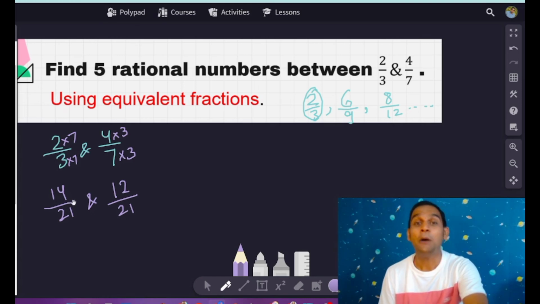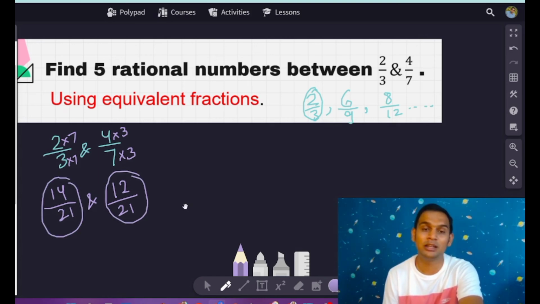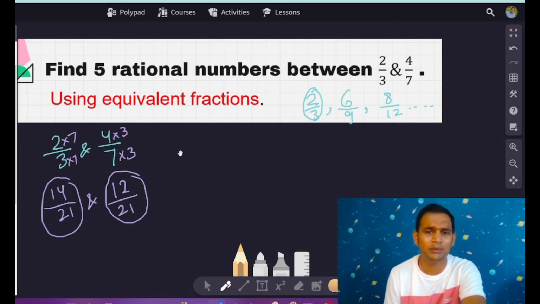Can we make bigger equivalent fractions of them? Now mind it, equivalent fractions. That means our denominator is not going to change. Why? Because whatever number we multiply in the first fraction, that is 14 by 21, that same number will be multiplied in 12 by 21 as well. Let's see how we proceed. So we will directly multiply by 10.